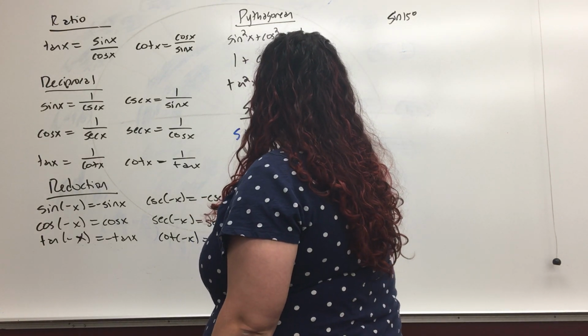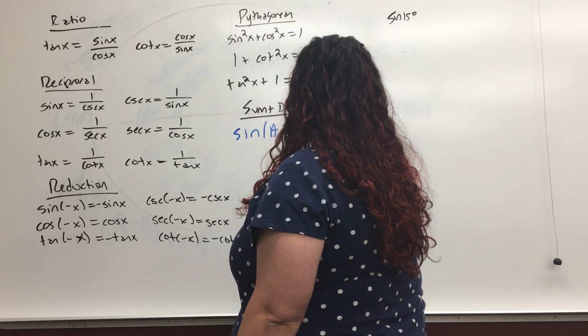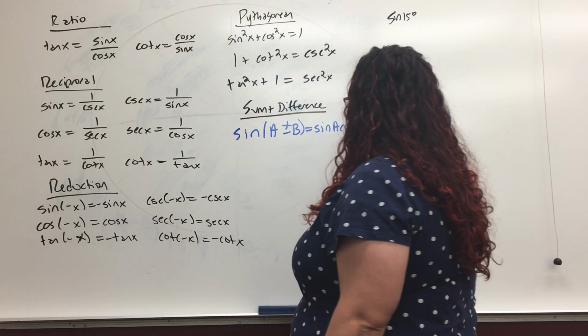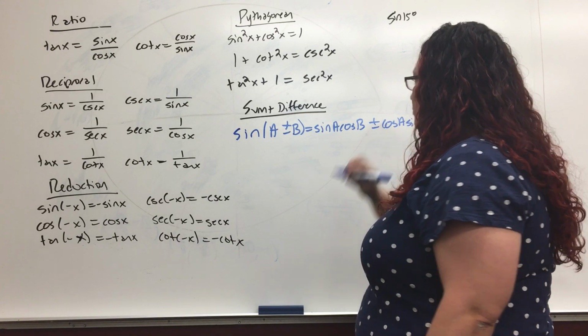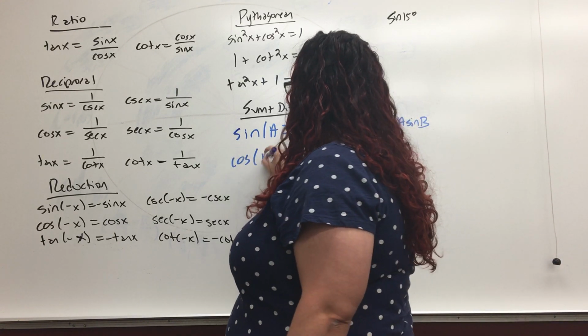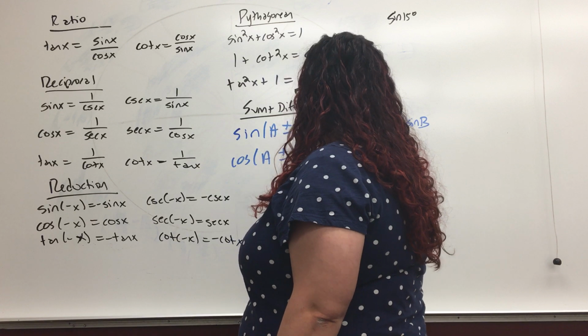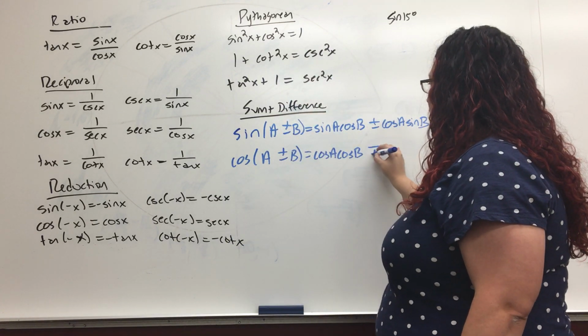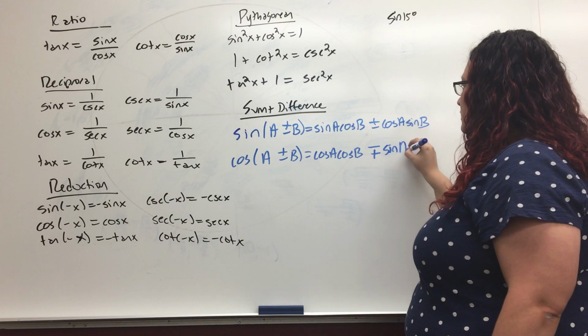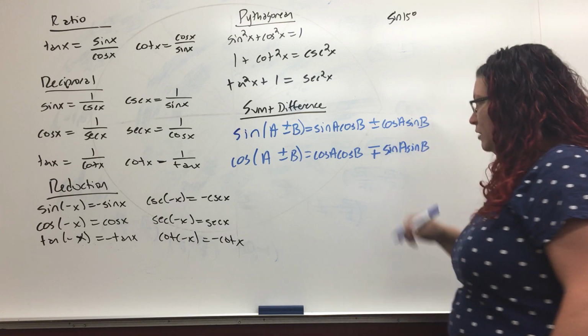Sine of A plus minus B is the sine of A times the cosine of B plus or minus the cosine of A times the sine of B. And cosine of A plus minus B is the cosine of A times the cosine of B minus plus the sine of A times the sine of B.